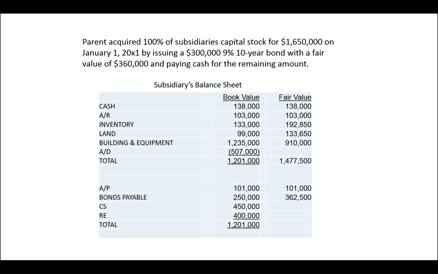Parent acquired the sub for 100%. Subsidiary had capital stock of $1.65 million. The parent issued a $300,000 9% 10-year bond with a fair value of $360,000 and paid cash for the balance. We see here we have the book value and the fair value of each of the subsidiary's assets and liabilities. And we can see that the book value is not the same as the fair value in some of the line items.